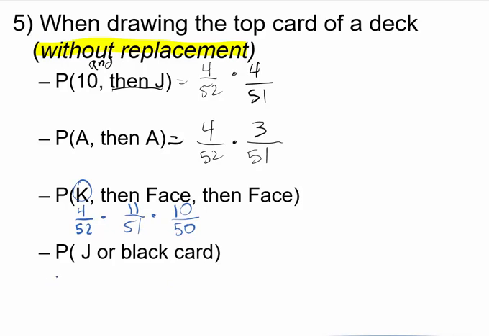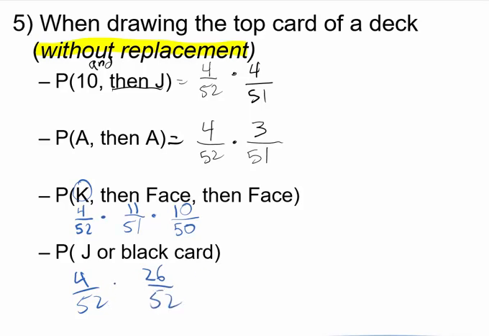We got one more here. We're going to take the probability we draw a jack or a black card. So probability of a jack. There are 4 jacks in the deck out of 52 cards. And the black cards in the deck, that's half the deck. So half the cards are red, half the cards are black. So that'll be 26, which is half of 52.